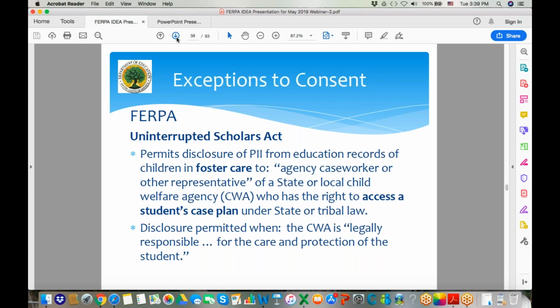I know a lot of states, as a former caseworker myself, we have children that are under protective services where the children and youth agency may keep a presence in the home, but the child is still in the home. The Uninterrupted Scholars Act would not come into play in that situation. Same with the juvenile justice system. We have a separate exception that talks about some of that, but we've had cases where juvenile justice have tried to use the Uninterrupted Scholars Act, and it doesn't work. It's strictly for those children that are placed in foster care.